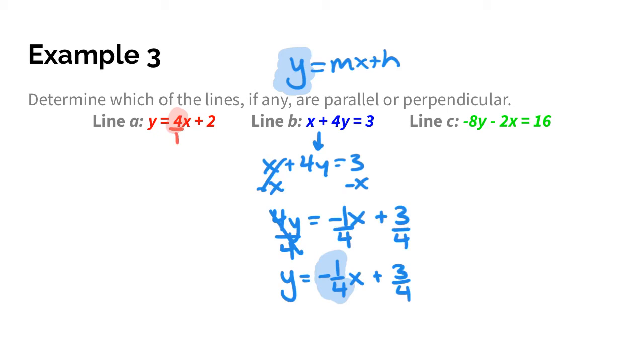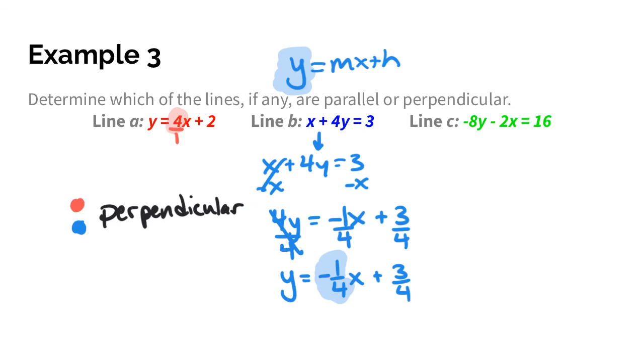Okay? So what I know here is this. I'll draw this like this. I have my red and my blue. Because the slopes are opposite signs and the fractions are flipped, we know that these two lines are perpendicular to each other. Okay, so the red line and the blue line would be perpendicular.